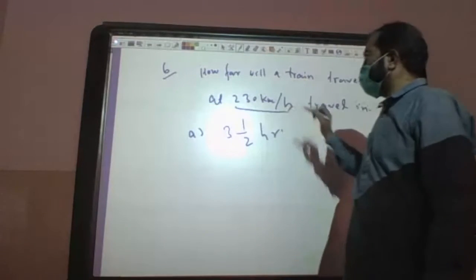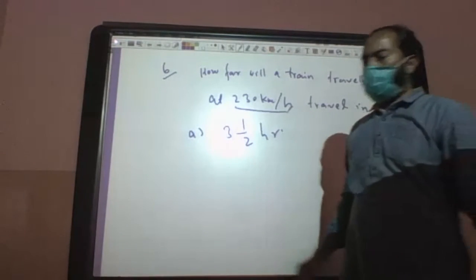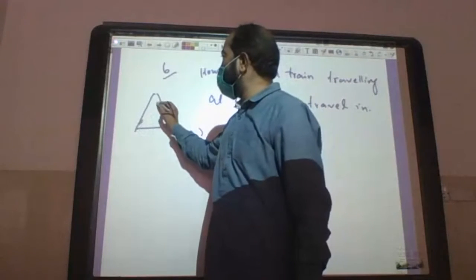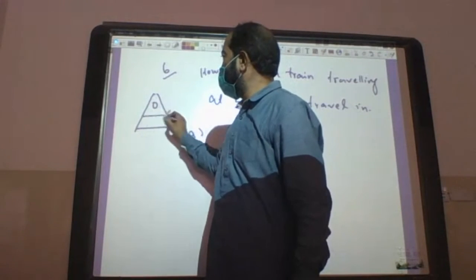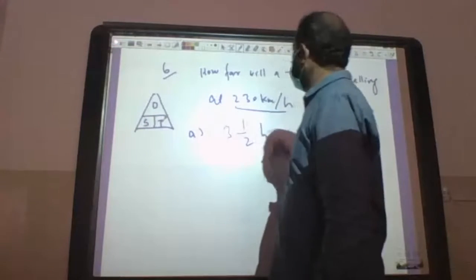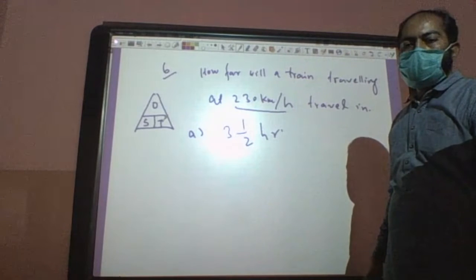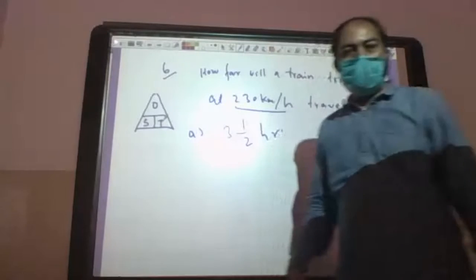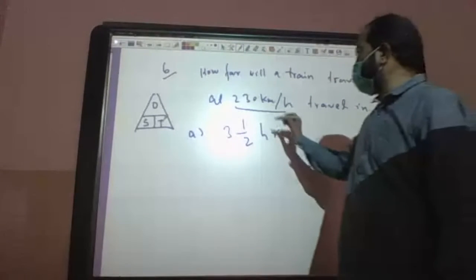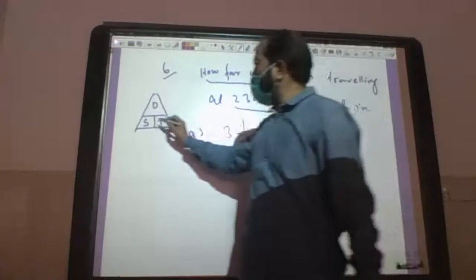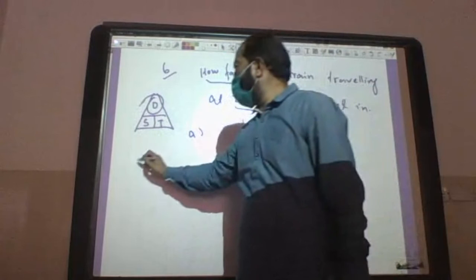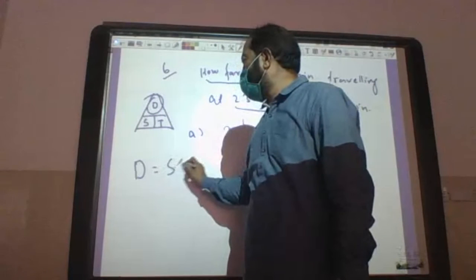So first tell me, 230 kilometer per hour. According to the formula, you know this is distance, speed and time. This is 230 kilometer per hour. Is this distance, time or speed? Speed. Okay. Now, how far means I have to find the distance, and distance is equal to speed into time.